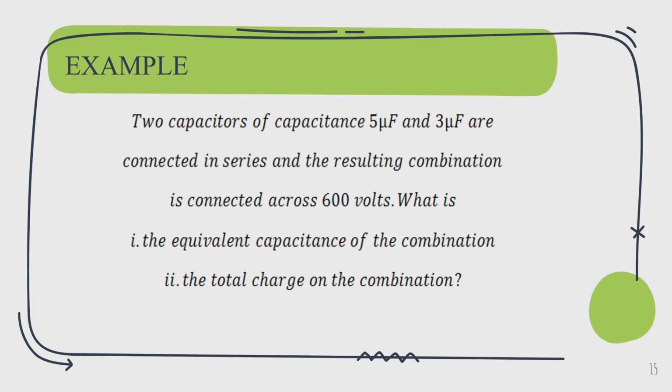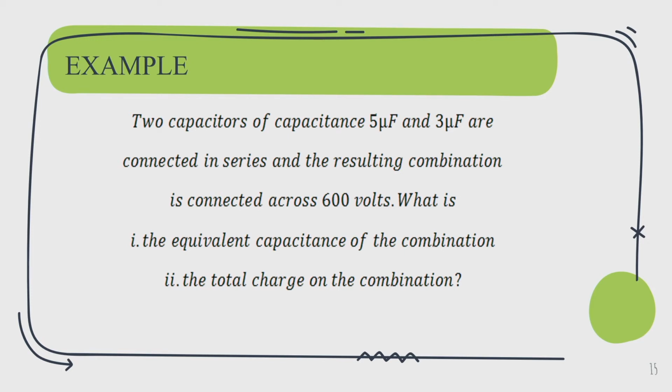Example 2 says that two capacitors of capacitance 5 microfarad and 3 microfarad are connected in series, and the resulting combination is connected across 600 volts. What is the equivalent capacitance of the combination? Don't forget that we have two capacitors: C1 is equal to 5 microfarad, and C2 is equal to 3 microfarad. Don't forget they are connected in series. The question said they are both connected to a supply of 600 volts.